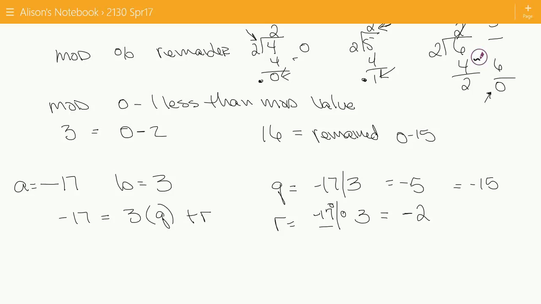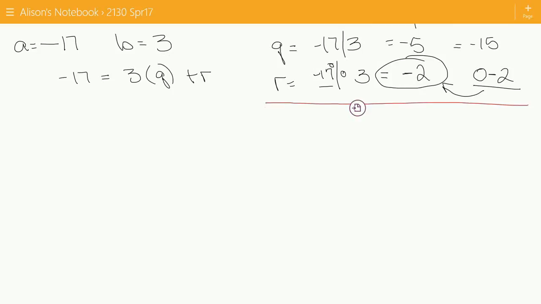Negative 15 plus a negative 2 is a negative 17. And this would say that my remainder is a negative 2. But we have already determined that the definition of a remainder is that it must be between 0 and the number that I am dividing by. Because I am dividing by 3, it would have to be between 0 and a positive 2. Well, a negative 2 is not between 0 and a positive 2.